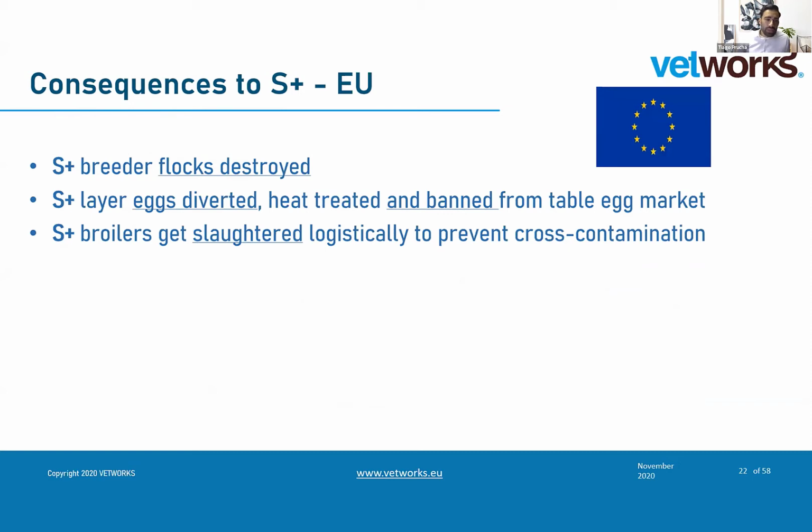So for instance, if we have breeders positive for Salmonella, flocks are destroyed. In the case of layers, eggs are destroyed or heat treated, but are banned for table egg markets, so they cannot be sold as table eggs. For broilers positive for Salmonella, they get a different logistical slaughter. So basically what happens is when you have a flock of broilers, for instance, that is positive for Salmonella, it's slaughtered at the end of the program. I know that in some countries you don't have slaughterhouses, so it's not really the same reality. But this is really just an example and something to know how some countries do it.